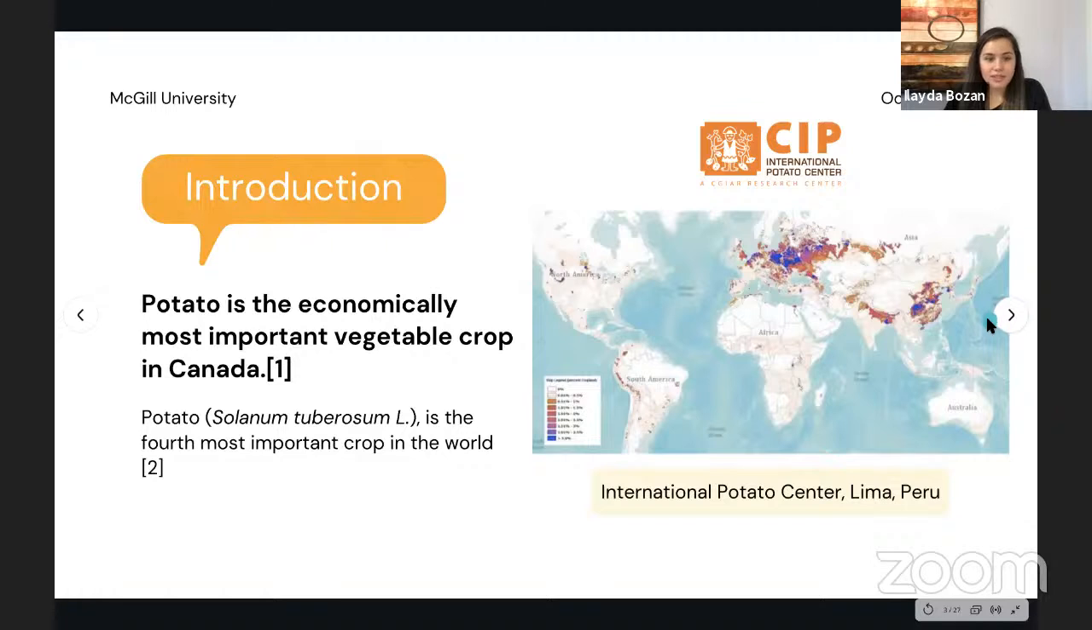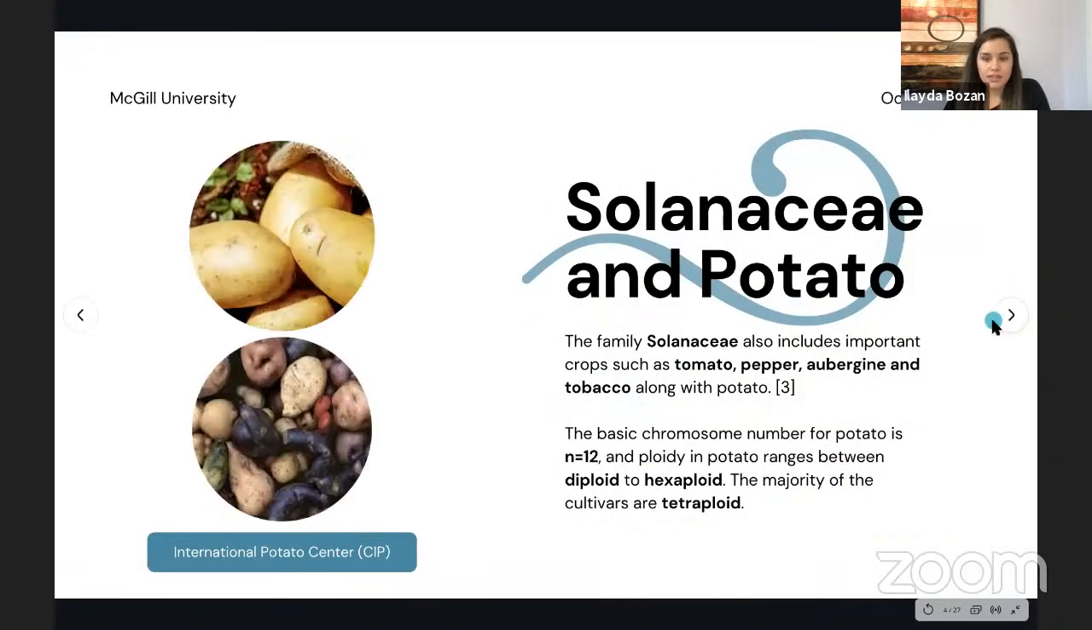First of all, potato is the economically most important vegetable crop in Canada, and it is the fourth most important crop in the world. We got this image from the International Potato Center in Lima, Peru, whose gene bank has over 4,500 native species of potato. Solanaceae is a very important family, which includes tomato, pepper, aubergine, and tobacco, alongside potato.